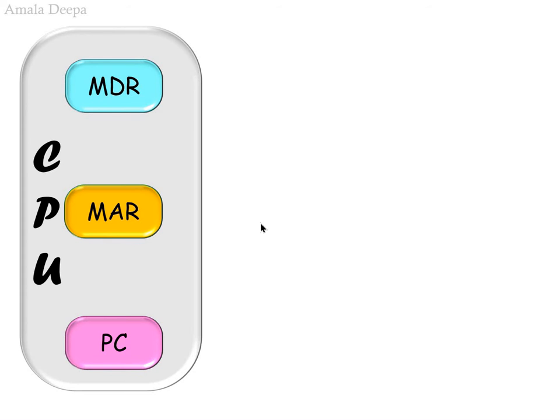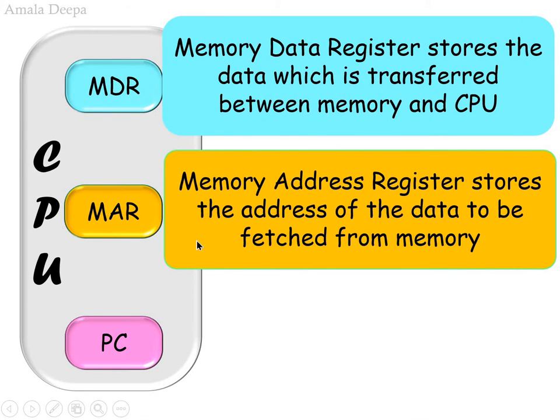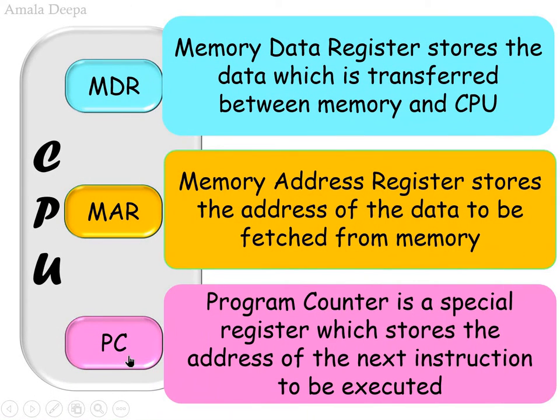The CPU has the following registers: MDR, MAR, and PC. Memory data register stores the data which is transferred between memory and CPU. The memory address register stores the address of the data to be fetched from memory. The program counter is a special register which stores the address of the next instruction to be executed.